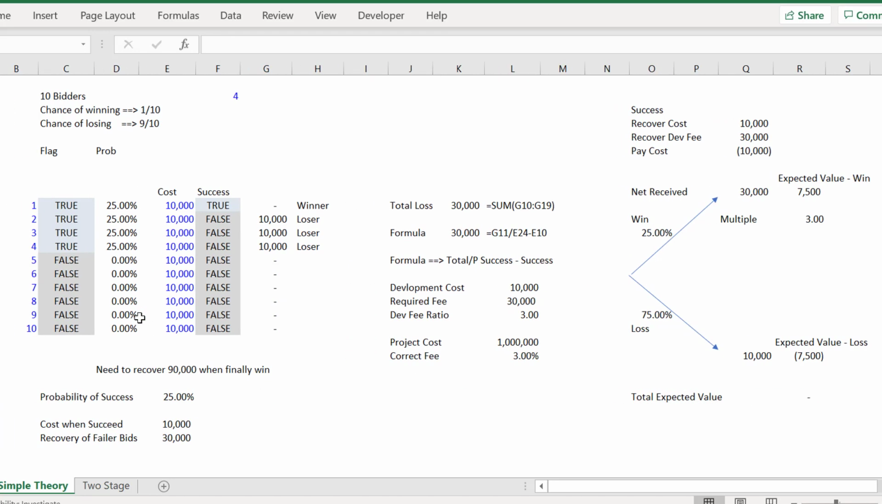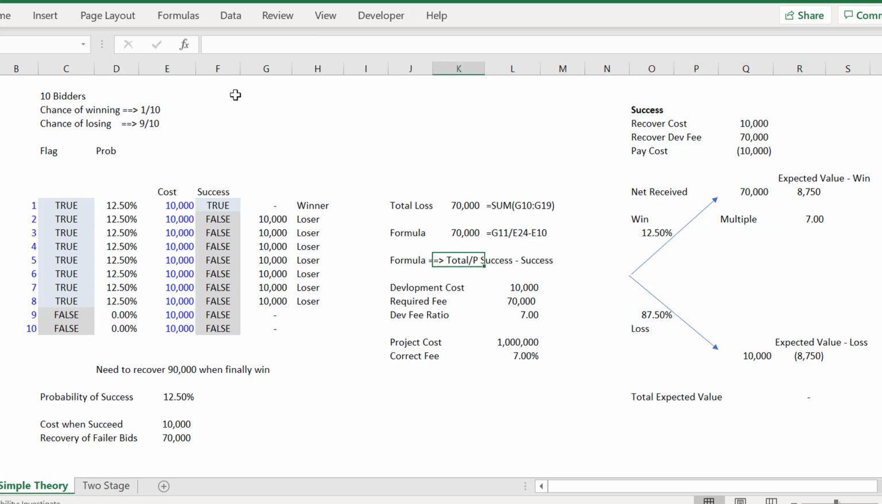And the real thing is we need the total cost when we lose, the total amount of cost when we lose. Now, if I did this 8 times, we get the same kind of thing, okay? Now we have a much lower probability of winning because there are many more bidders. And now we need a 7 times development fee ratio. And this is what happens when we succeed.